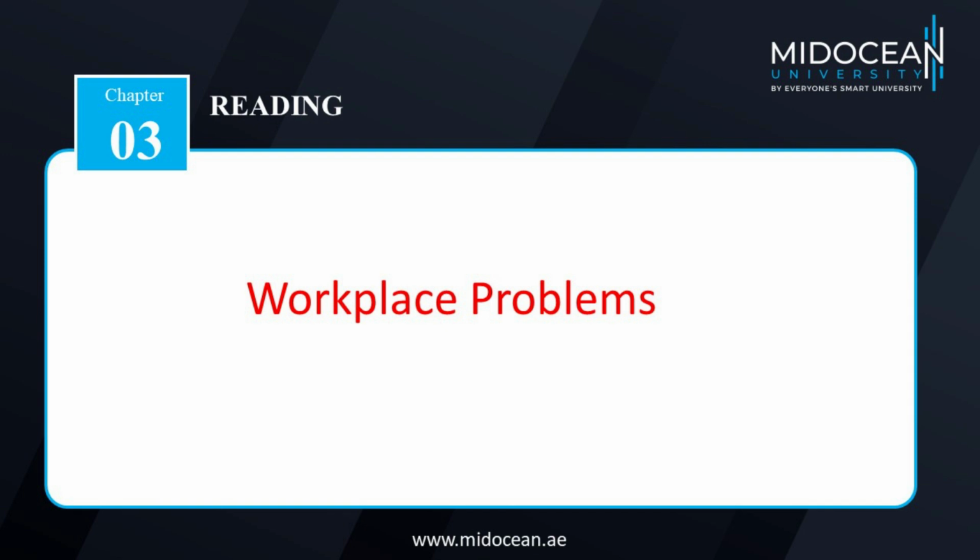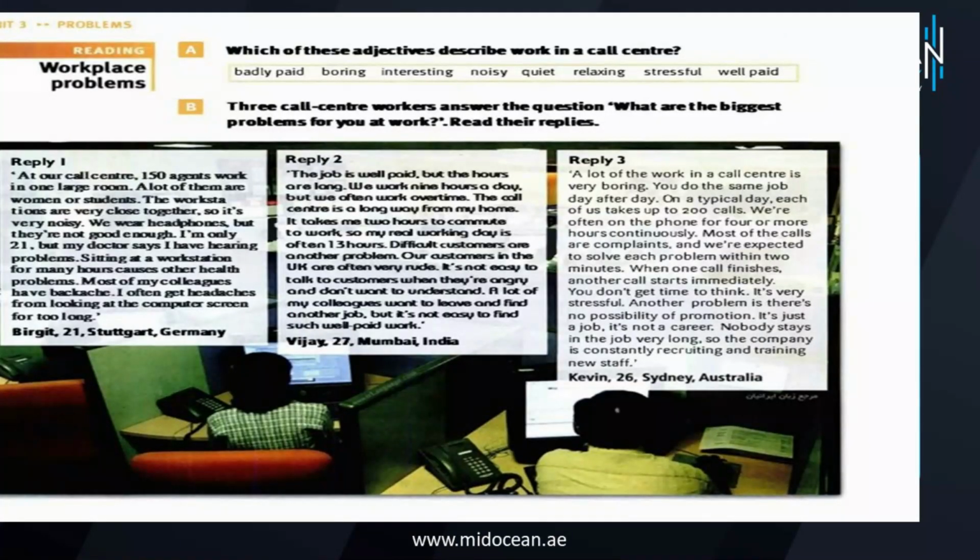Of course, there are many workplace problems. Let me give you some examples. Discrimination. Discrimination is when a person is treated less favorably than someone else based on a protected characteristic. Work discrimination can occur intentionally or without intention.